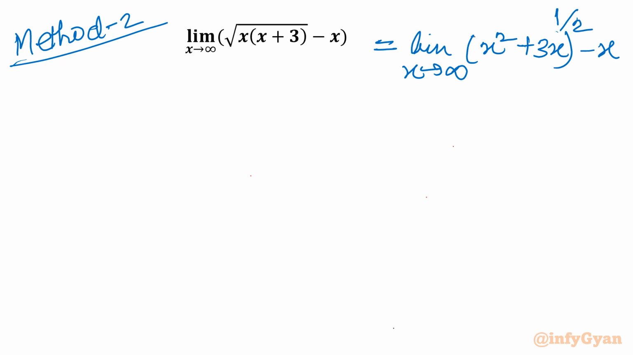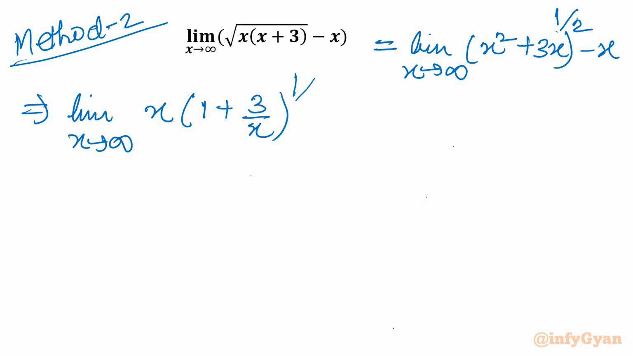Now I will take x common from this bracket. So I can write limit x tending to infinity, it will come out as x. So in the bracket I will write (1 plus 3 over x) whole power half, minus x. Now I will use binomial expansion, the general formula, and I will apply here.